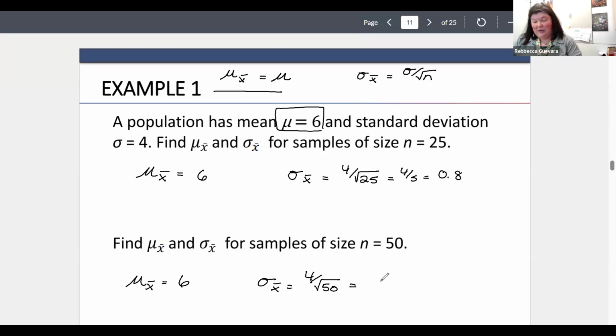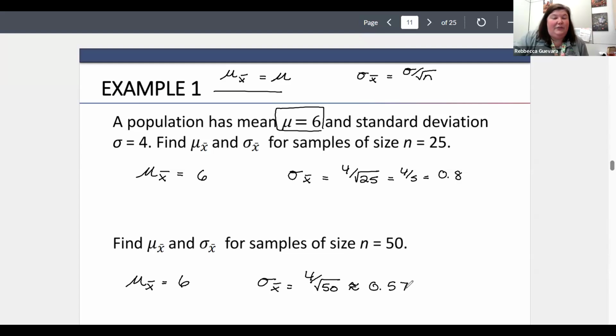I'm using a different calculator because that one kept rounding the answer. That's going to be 2 times 1.414 divided by 5. Converted, this is going to be approximately 0.57. We'll round it to there. So you see the standard deviation has changed.